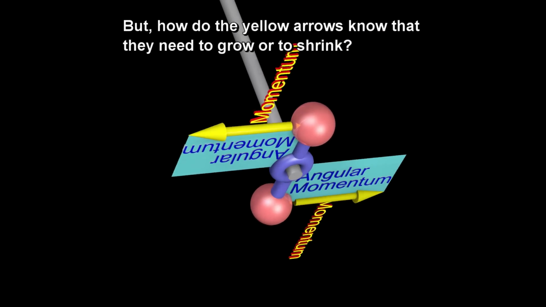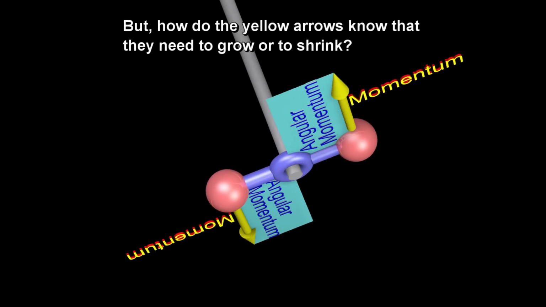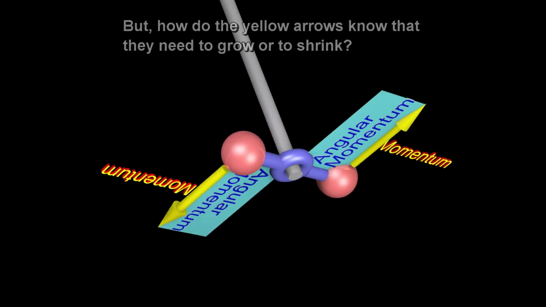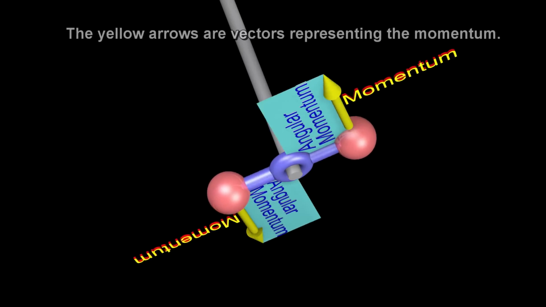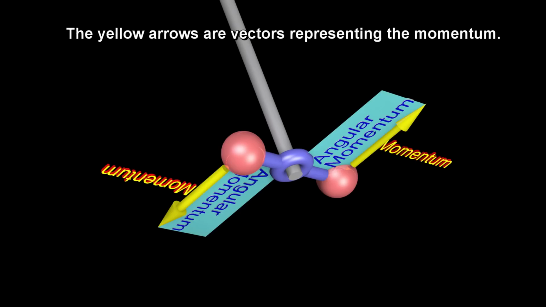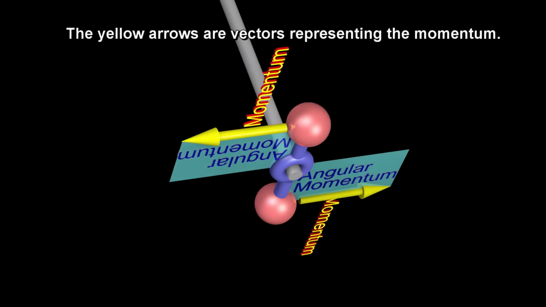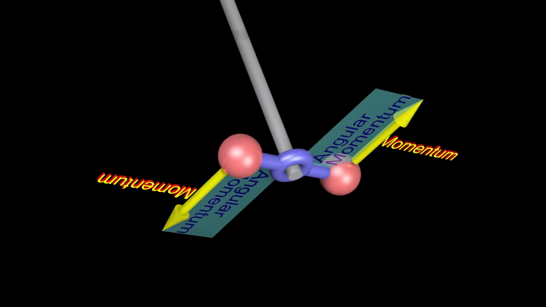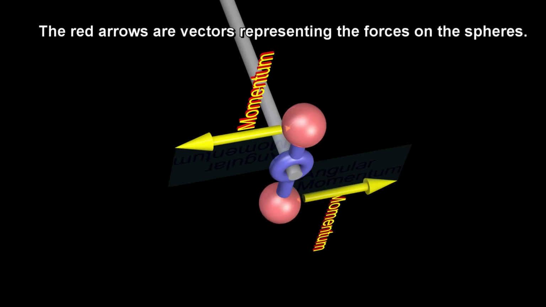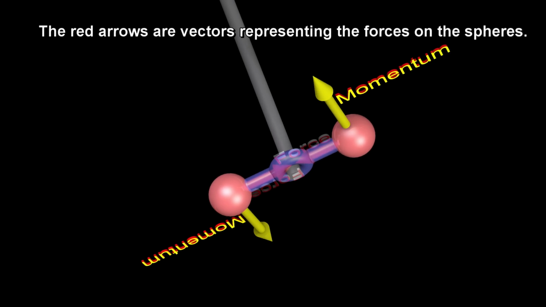But how do the yellow arrows know that they need to grow or to shrink? The yellow arrows are vectors representing the momentum. The red arrows are vectors representing the forces on the spheres.